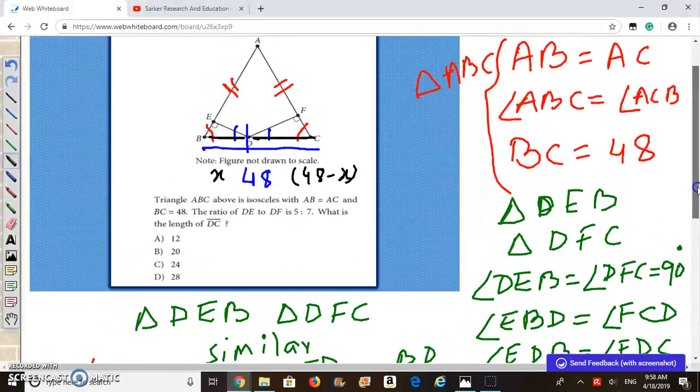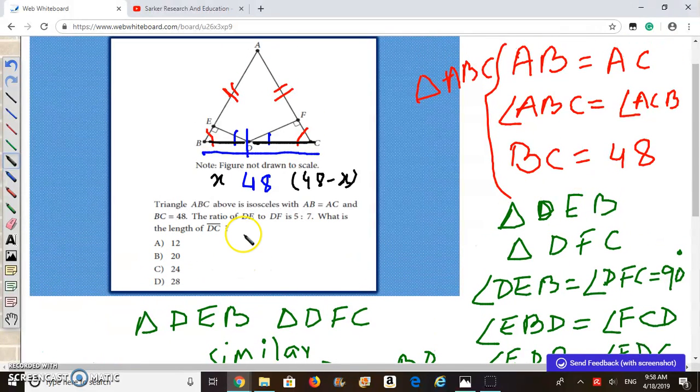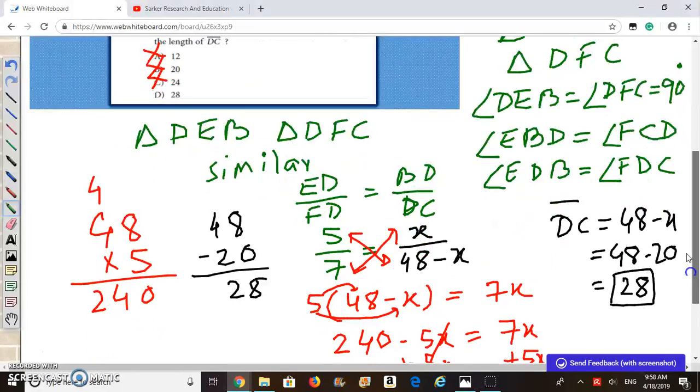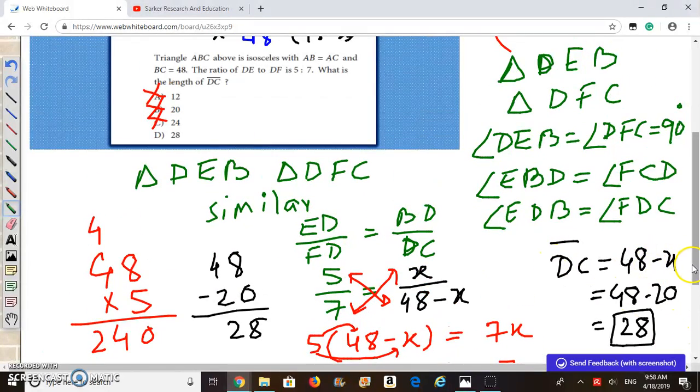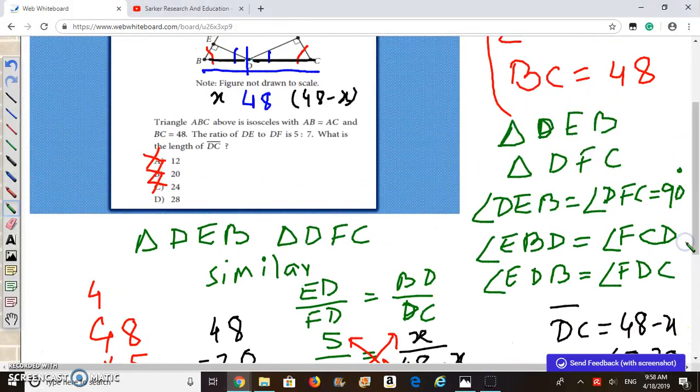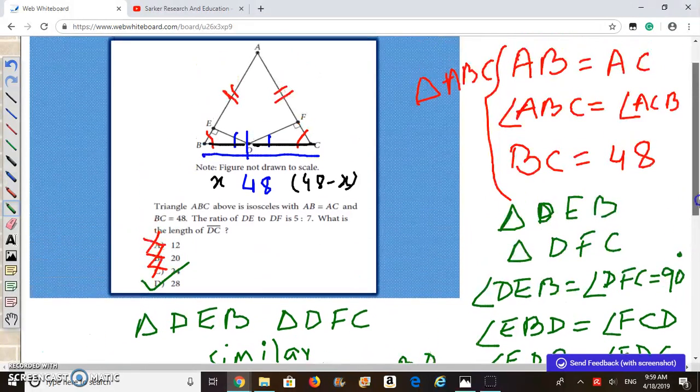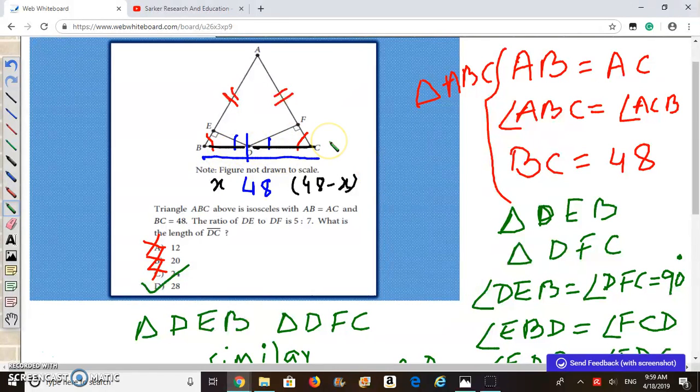Let us look at the answer choices here. A is 12. No. B is 20. No. C is 24. No. And D is 28. Let us check it again. So the length of DC is 28. Yes. So we have figured out that the length of DC is 28.